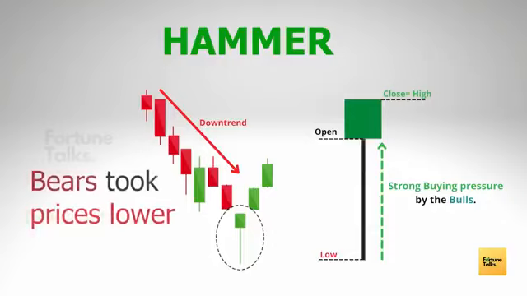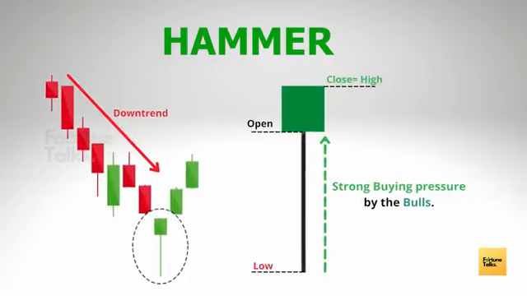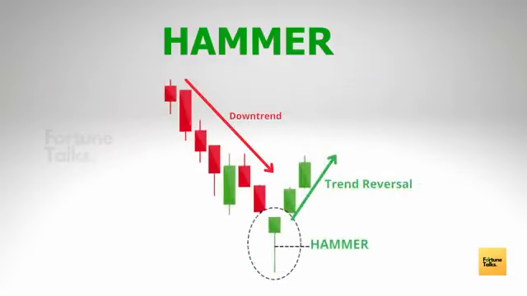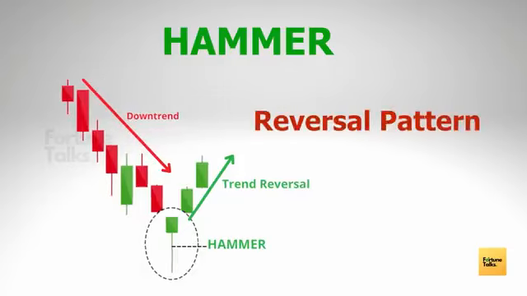simply means that the bears tried to bring the market lower, but they did not succeed in their attempt to do so because the bulls generated a lot of buying pressure, so much so that the price closed near the open of the candle. This action by the bulls has a potential to change the sentiment in the stock. So we can say that hammer is a reversal pattern, and a hammer pattern could indicate a bullish reversal in the market. Now moving on to the hanging man.